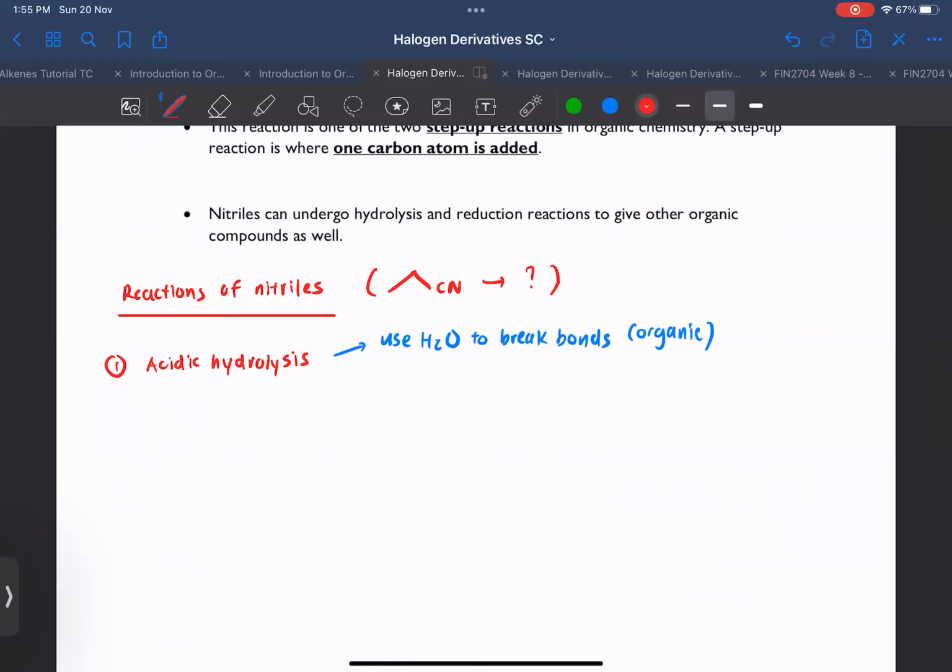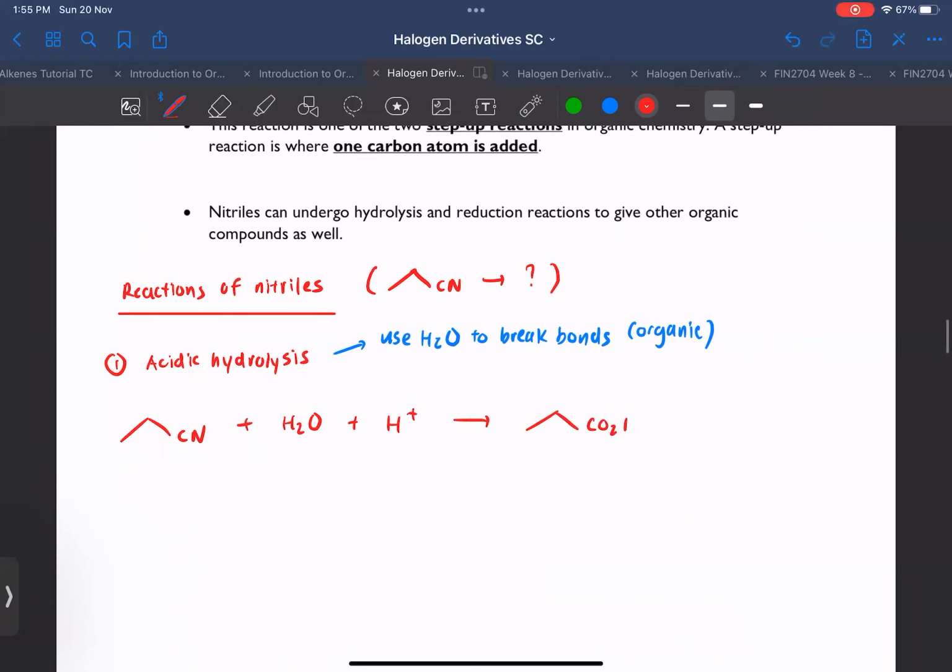So I want you all to take a look at the reaction now. I have CN. And hydrolysis needs water, so I'm going to add water. Then what's this acid? The acid is just the medium, H plus, because acid. And what's going to happen is I'm going to produce this compound here. I want you to write down the functional group. This is a carboxylic acid, CO2H, which you have seen before. So nothing too special.